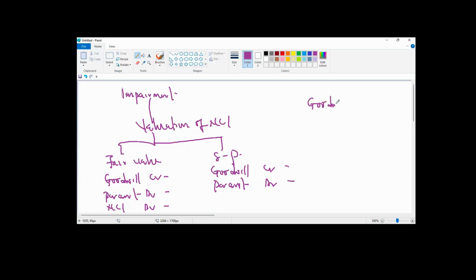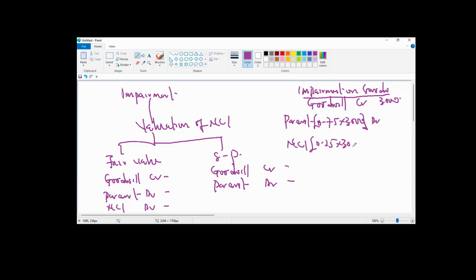Goodwill, debit 3,000, credit 3,000. For the impairment on goodwill, parent: 0.75 times 3,000, debit. Then NCI: 0.25 times 3,000, debit.